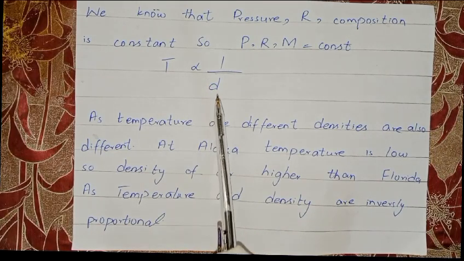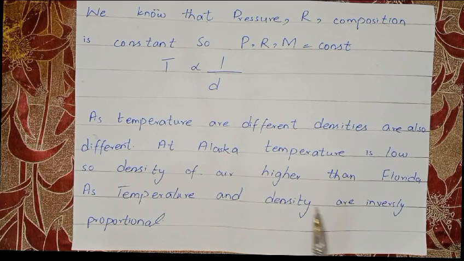From this equation, we can identify that if they have different temperatures, their densities will be different. If they have the same temperature, their densities will be the same. But in this case, Florida and Alaska air have different temperatures. At Florida, the air is 28 centigrade, and at Alaska, the air is -4 centigrade. So as the temperatures are different, densities are also different. At Alaska, temperature is low, so density of air is higher than Florida.